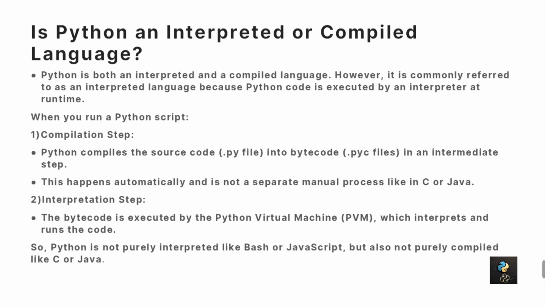The next step is the interpretation step. Here whatever bytecode is there is executed by the Python virtual machine, which interprets and runs the code. So Python is not a purely interpreted language like JavaScript, but it is not a purely compiled language like Java or C.